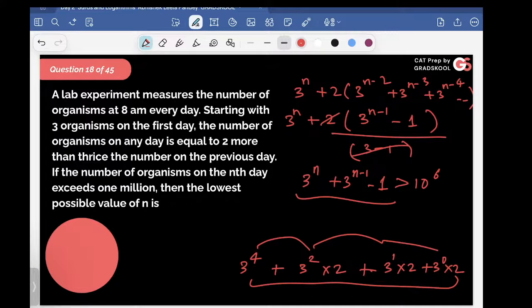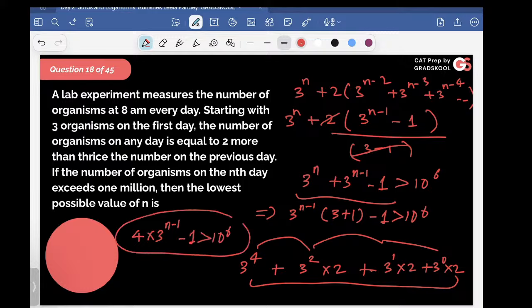मतलब थोड़ा इजी करना है इसको. ऐसे यू कैन टेक 3 की पावर n-1 कॉमन. So left with 3 plus 1, that is 4. तो इस तरह थोड़ा सा इजी कर सकते हो अपने कैलकुलेशन को. 4 into 3 to the power n-1 minus 1 is greater than 10 to the power 6. This will make it a bit easier.